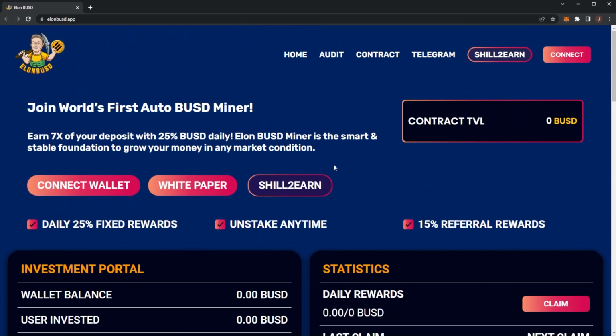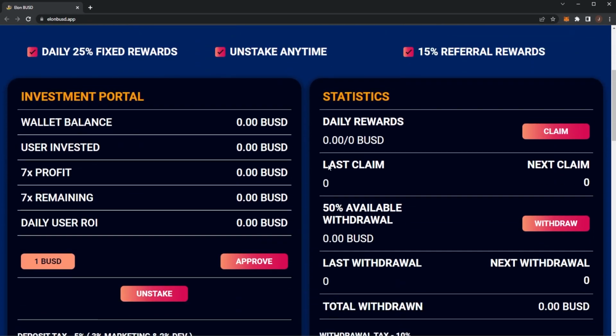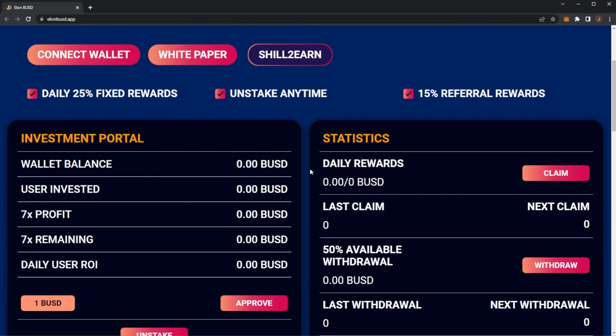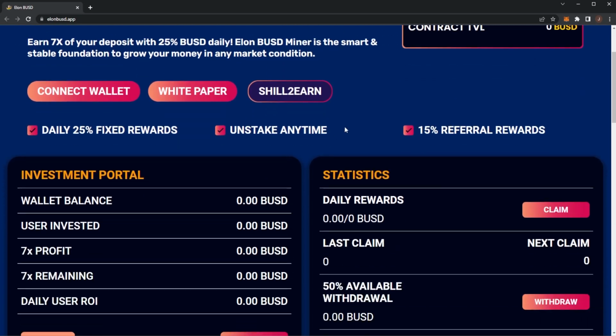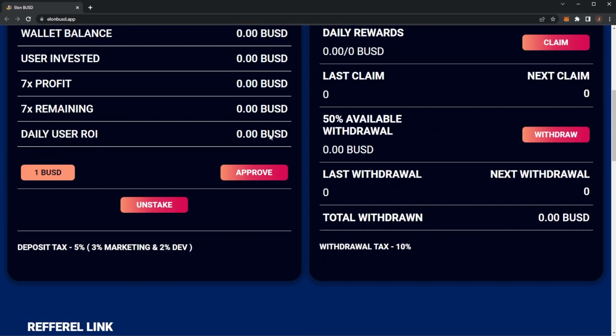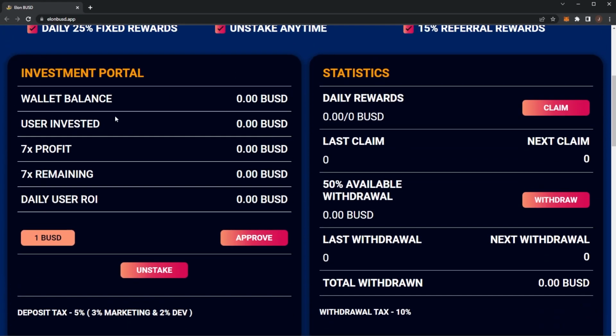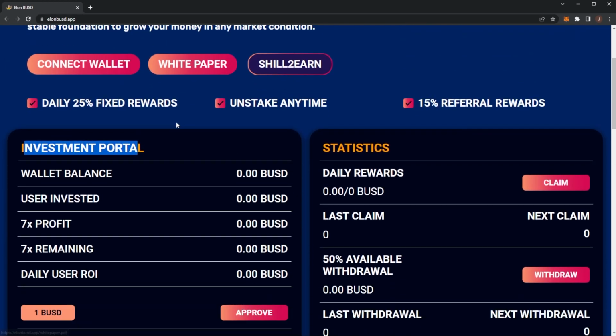So this project is not live yet. It goes live today at 5 p.m. UTC. With all of these miners, again, it is best to get in as soon as possible. So at 5 p.m. this contract will go live, and then you will be able to deposit into the platform. So let's have a look at the investment portal.